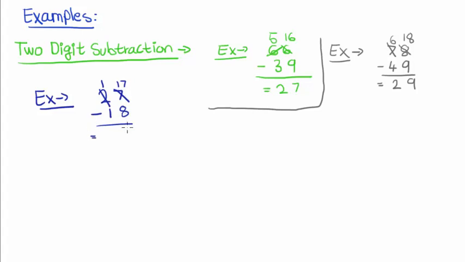17 minus 8 will give me 9. And then the 1 minus the 1 will give me a 0. So this gives me my final answer of 9. Now let's move on to 3-digit subtraction.